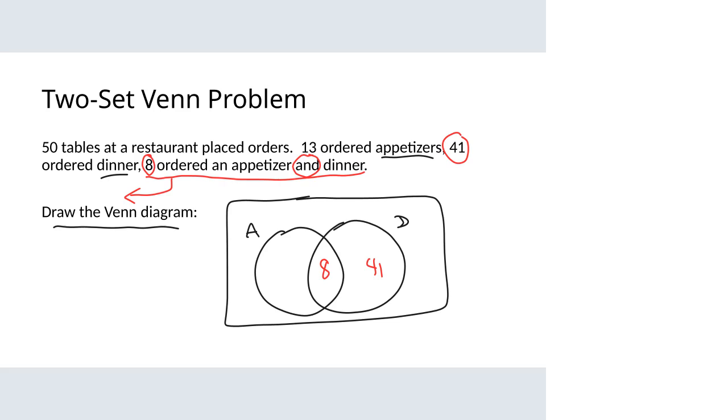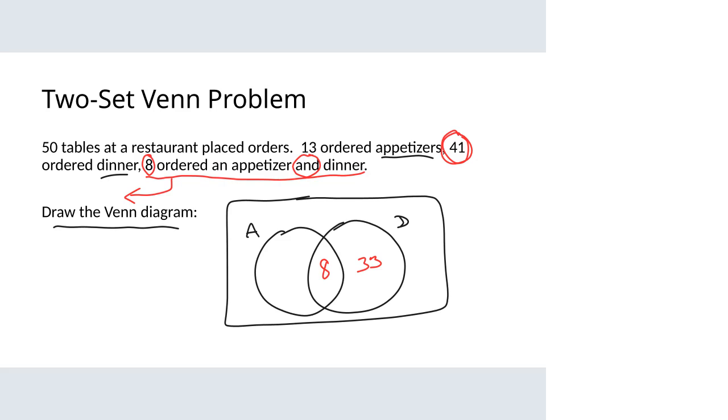$49, and that's too many. I can't put 41 here because I already have 8. I need 41 people inside this dinner circle. I already have 8, so what I need to do is 41 minus 8 and have 33 people over there in region 3. It's because I want 41 total that ordered dinner. If I say 41 ordered dinner, that's everybody in that circle. So I need 41 total. That's why it's critical to start with the intersection.